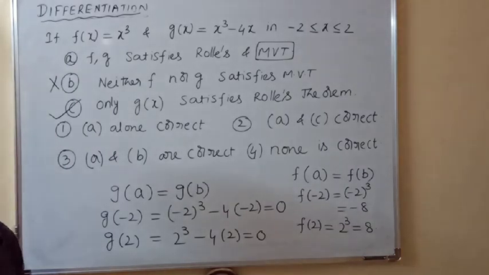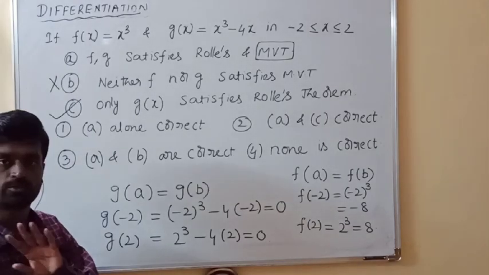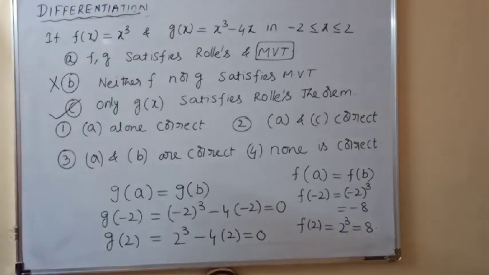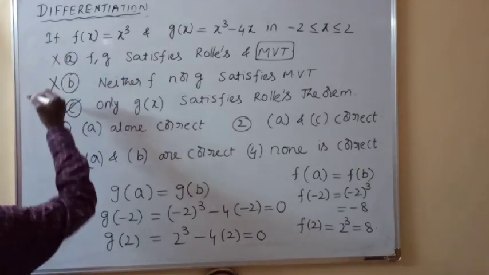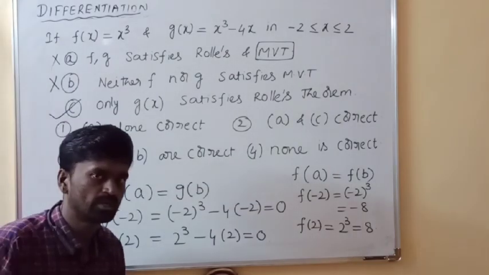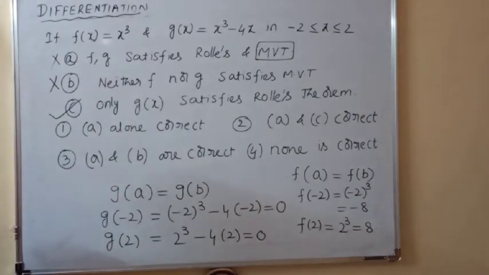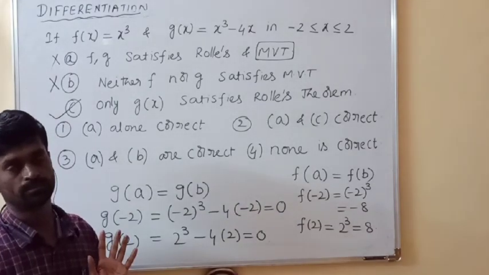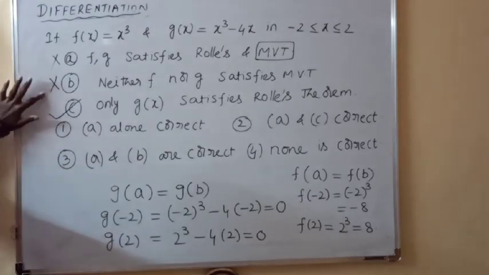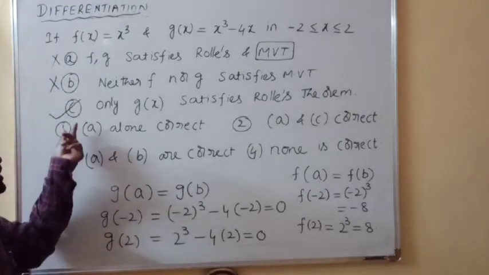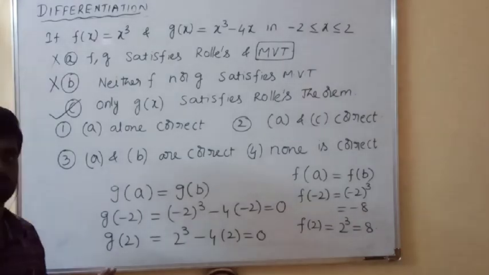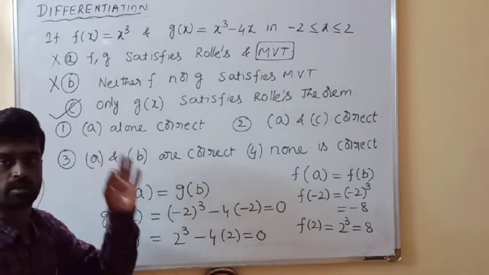Here f of 2 is not equal to f of minus 2. That means f of x does not satisfy Rolle's theorem. That means statement A is also wrong, because g satisfies both Rolle's and Lagrange's mean value theorems, but f is not satisfying Rolle's theorem, though it is satisfying the mean value theorem. That means statement A is wrong, statement B is also wrong. So which statement is correct? Only statement C is correct. But no option contains statement C as correct. So that is why it is a grace.